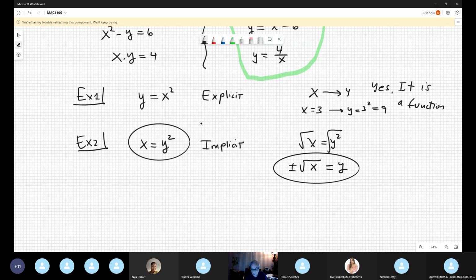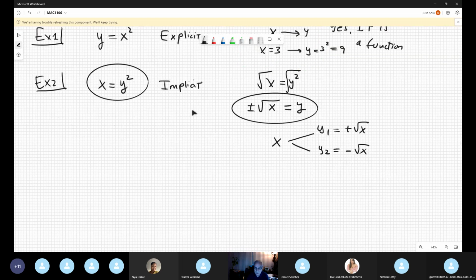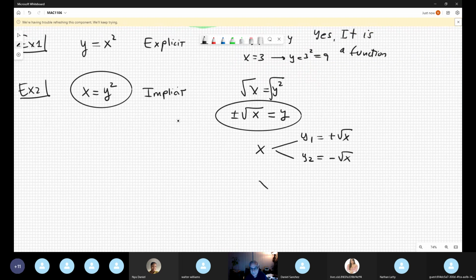Now, the crucial moment. Is it a function? No. Why not? Because one value of x gives me two values of y, y1 and y2. And who is y1? Positive radical x. And who is y2? Minus radical x. Numerical example to understand much better: suppose x is 9. It gives me two values, positive 3 and negative 3, because the square root of 9 is 3, but you have plus and minus as the answer.